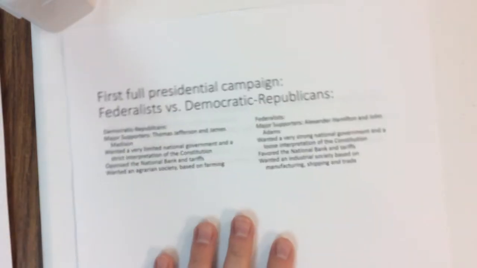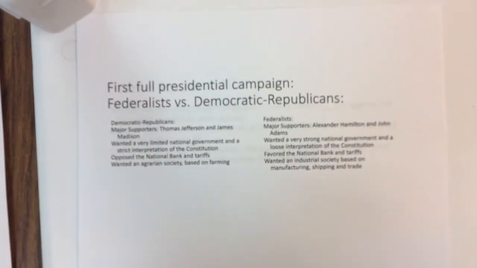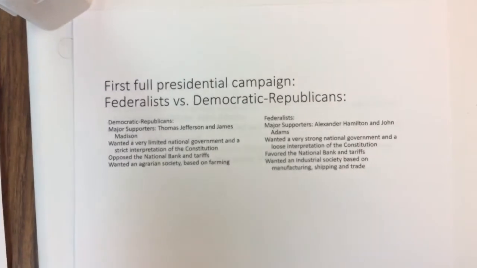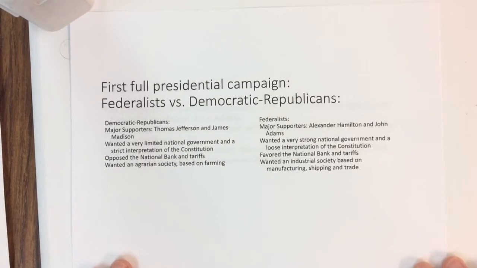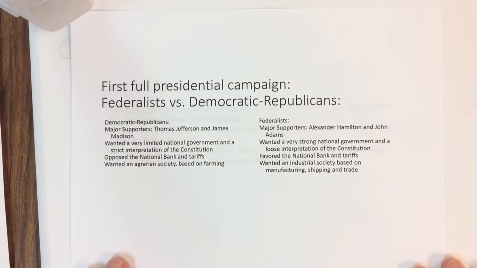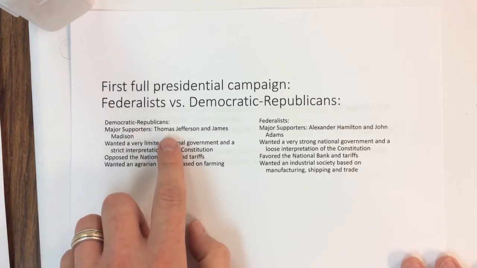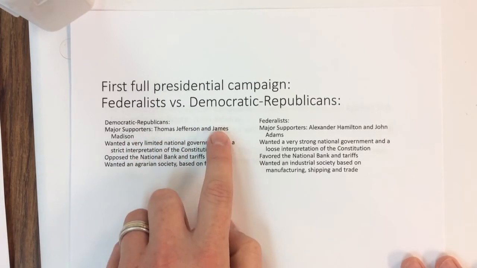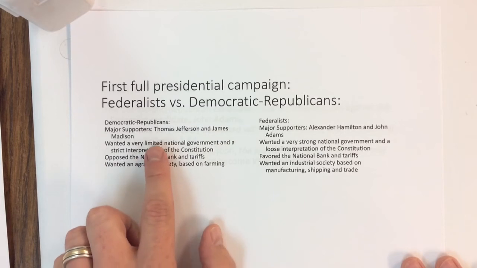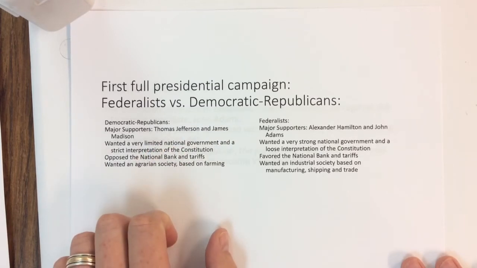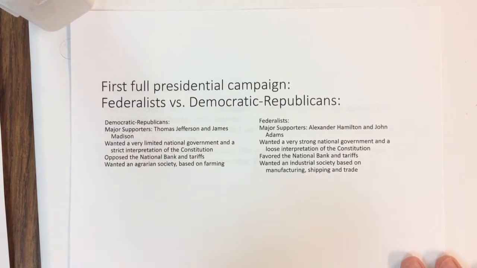Political parties. Our first couple of political parties are going to be the Federalists and the Democratic Republicans. Now, the Democratic Republicans are going to be supported by Thomas Jefferson and James Madison. They want a very limited national government and a strict interpretation of the Constitution. Only do what it says. Do not do anything extra. If we do anything extra, we're going to have problems with it. And so it helps to limit the power of the government.